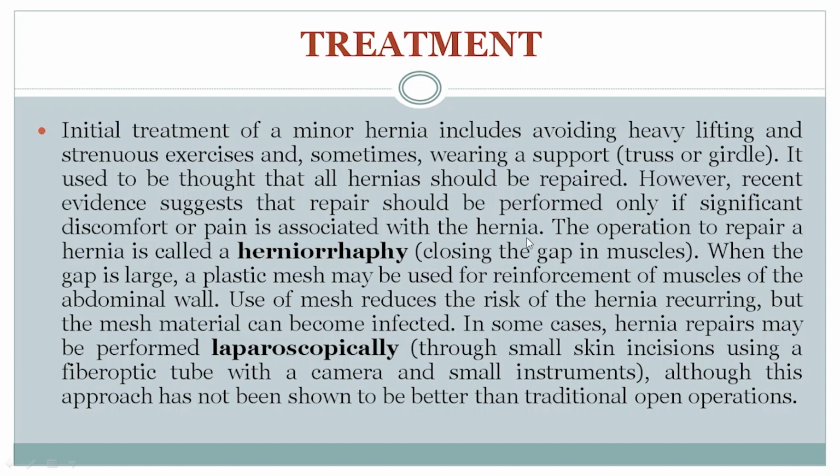Now, there are two types of operations. One is herniorrhaphy, closing the gap in muscles, and the next is laparoscopic. First, the traditional method, in which herniorrhaphy is done, closing the gap in the muscle. When the gap is large, a plastic mesh may be used for reinforcement of the muscles of the abdominal wall. Use of mesh reduces the risk of the hernia recurring, but the material used in the mesh can become infected.